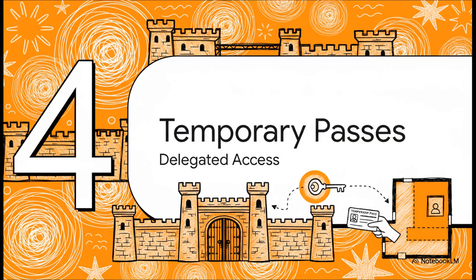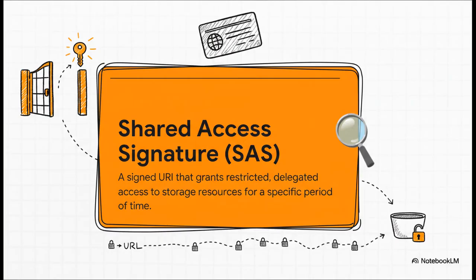So, we've secured the walls, we've secured the main gate. But what if you need to give a visitor, like a client or maybe a third-party app, temporary, limited access to just one specific room inside the fortress? This is where the Shared Access Signature, or SAS token, is an absolute lifesaver. It's basically our temporary guest pass. It's a specially crafted URL that has all the permissions baked right into it. It's a super secure way to delegate very specific access without ever handing over your master keys.